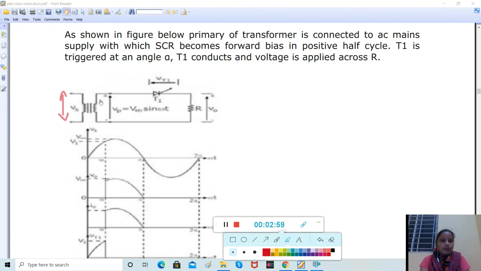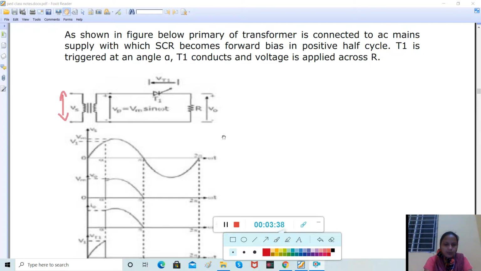Then this is connected to a semiconductor device. Here the semiconductor device is the thyristor. Thyristor T1 is connected. The voltage across the thyristor is VT1, and then the load is connected. Here the load is a resistive load. So the resistive load is connected in series with the thyristor device, and the voltage across the transformer, that is the supply voltage for the thyristor T1, is Vs equal to Vm sin omega t.